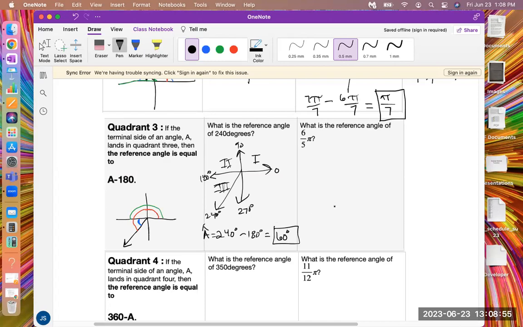All right, let's see an example in radians. Like we said before, this is the formula in degrees. How do I translate that into a formula for radians? Just take the angle, and then take the 180 and turn it into radians, and it would be pi. So it's the angle minus pi.